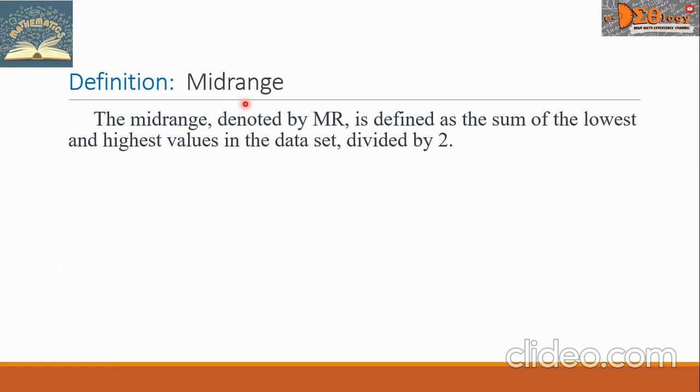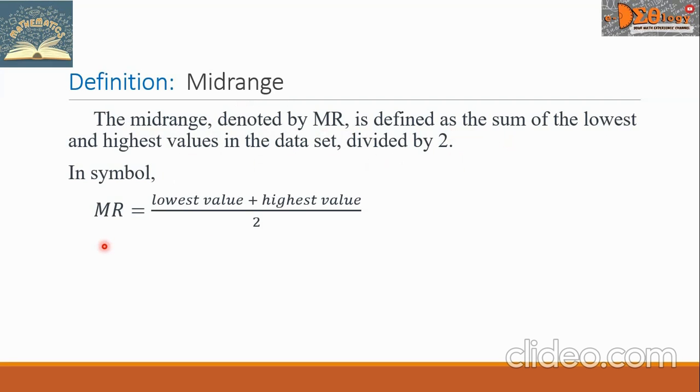Let us now study mid-range. This mid-range is another measure of central tendency. Let us now define mid-range. The mid-range, denoted by MR, is defined as the sum of the lowest and highest values in the data set divided by 2. In symbol, the mid-range or MR equals lowest value plus highest value all over 2.